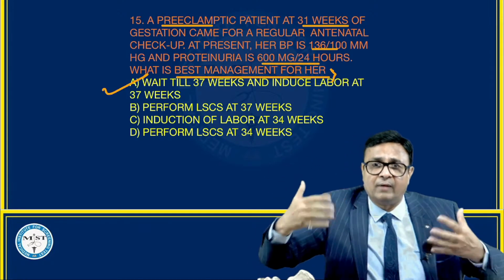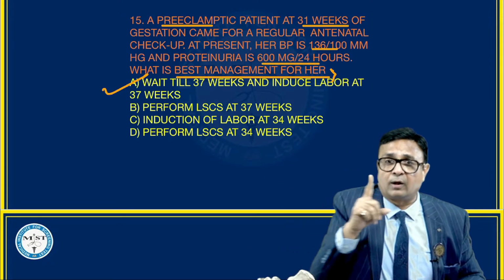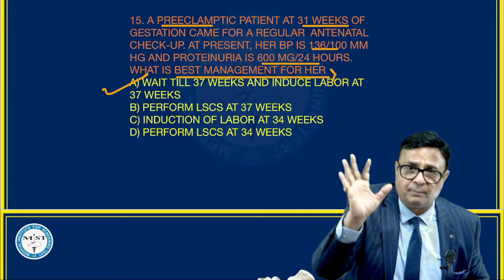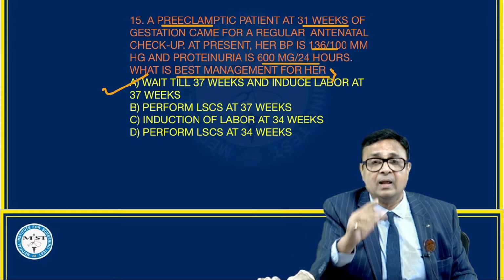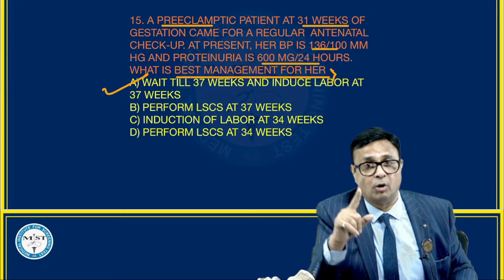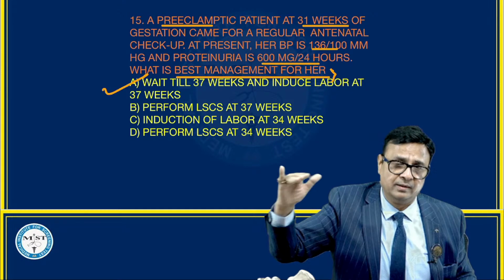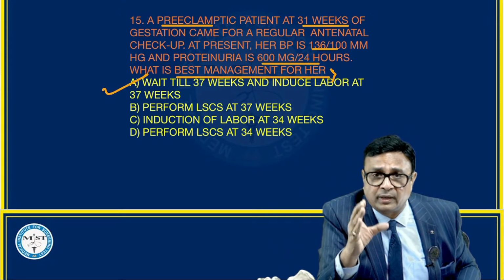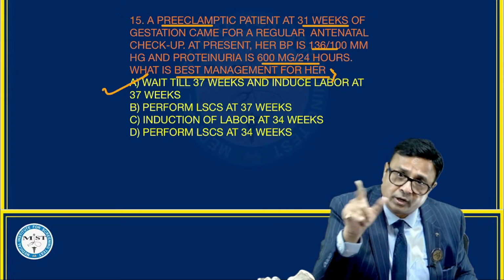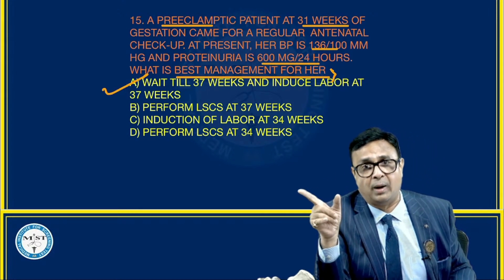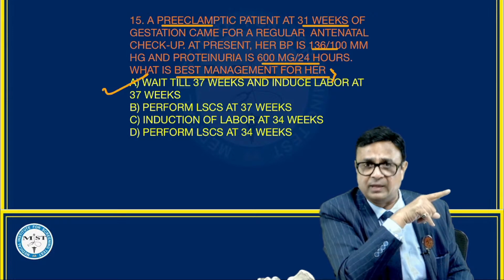Let's quickly revise those single liners. Drug of choice to treat preeclampsia, labetalol. Drug of choice to treat emergency hypertension in pregnancy, IV labetalol. If not in option, IV hydralazine. Drug of choice to treat chronic hypertension in pregnancy, labetalol. If labetalol not in option, alpha methyl dopa, as happened in last FMGE exam.